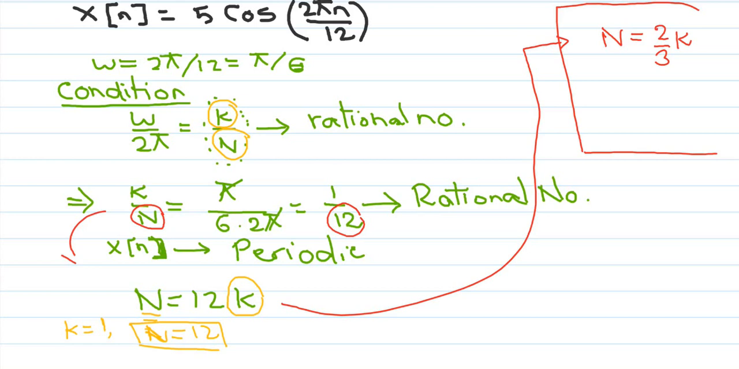So the smallest value of k which will give me an integer value. If I put k equal to 1, I will get 2 divided by 3, which is not an integer value. If I put k equal to 2, I will get 4 over 3, again no. If I put k equal to 3, then I will get n equal to 2, and this will be your fundamental period in this case. So this is the importance of k in this part. Clear, brothers? So thank you.